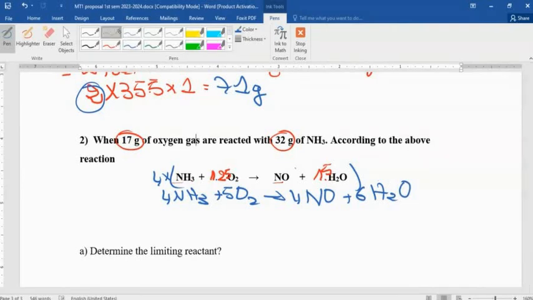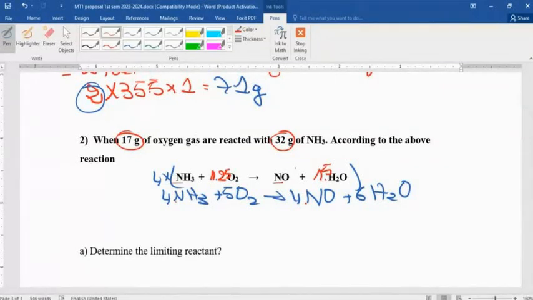To be sure, let's check. 4 nitrogen, 4 nitrogen. 4 multiplied by 3 is 12, so here I have 12 hydrogen. How many oxygen do I have here? I have 4 plus 6, 10, and 5 multiplied by 2, 10. So this is my balanced chemical equation.